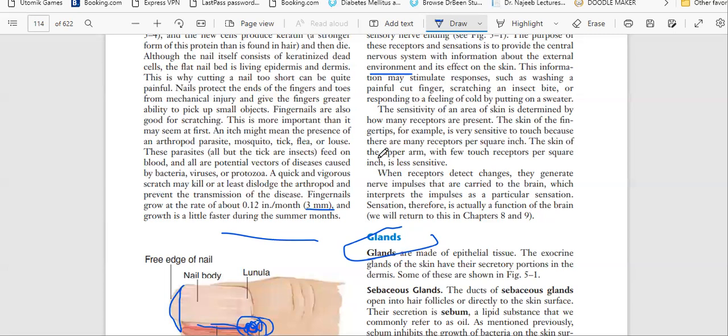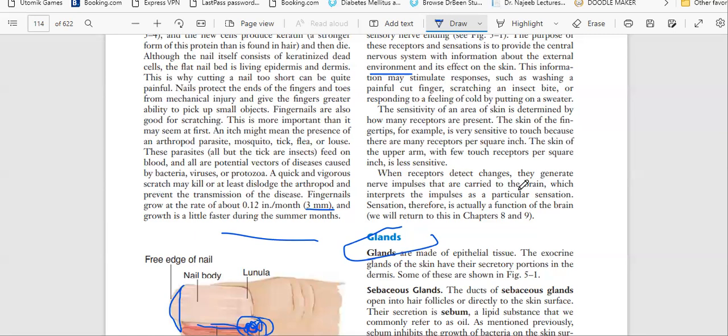The skin of the upper arm has few touch receptors. You can do an experiment: touch here with one finger, and you can easily feel the sense. Touch the upper arm, and it will take time. Some seconds have to pass, and only then will you feel the touch.